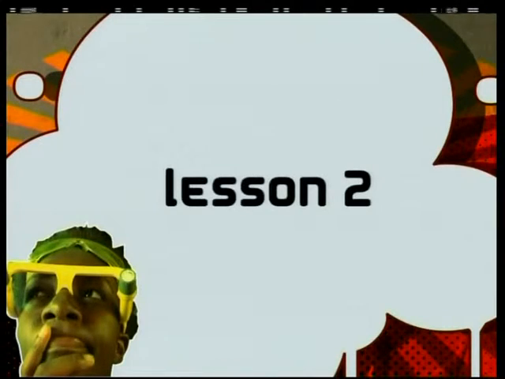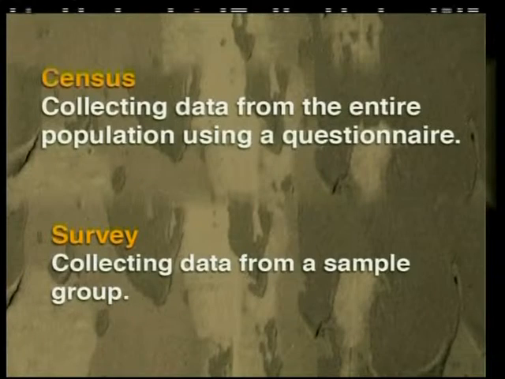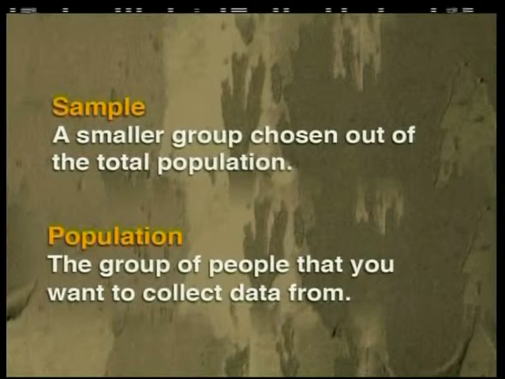This lesson focuses on how to collect information and who you need to collect the information from. We explain the difference between a census and survey, and the difference between a population and a sample.